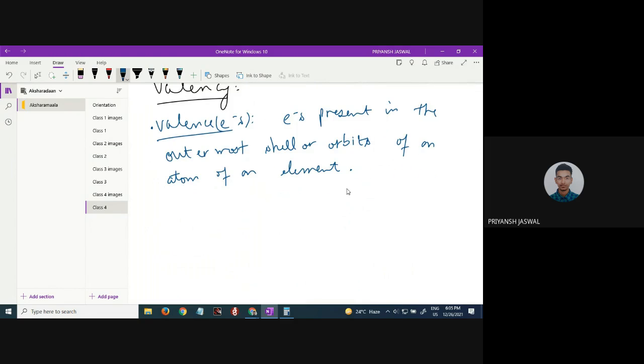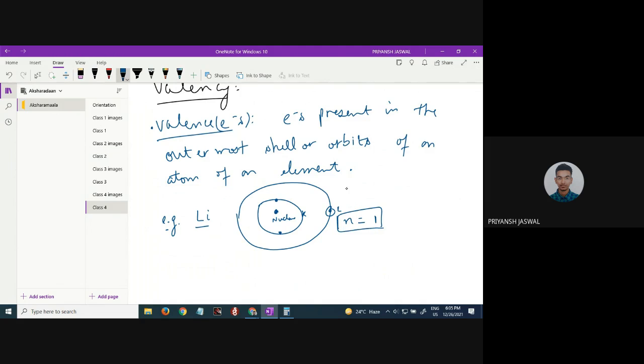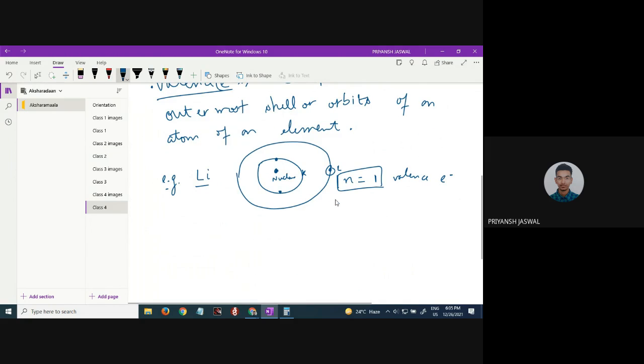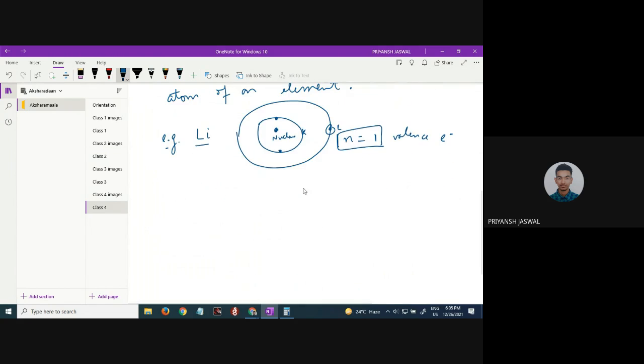Like for example, let's take an example of lithium. Lithium has nucleus at the center, 2 electrons in the first shell, that is K shell, and 1 electron in the L shell. So number of electrons in the outermost shell, that is L shell, is equal to 1. So lithium has 1 valence electron. Similarly for other elements, and we'll see for other elements in upcoming discussion.